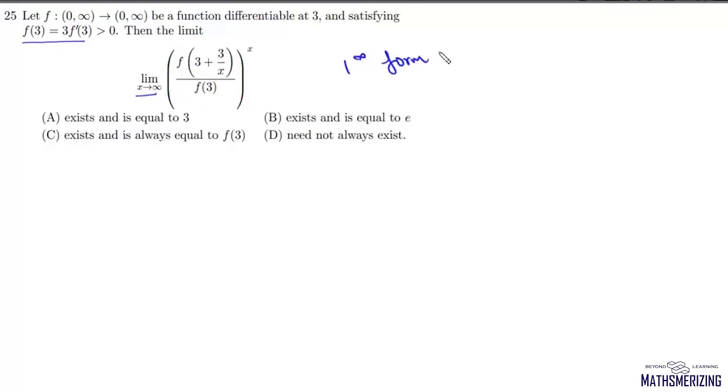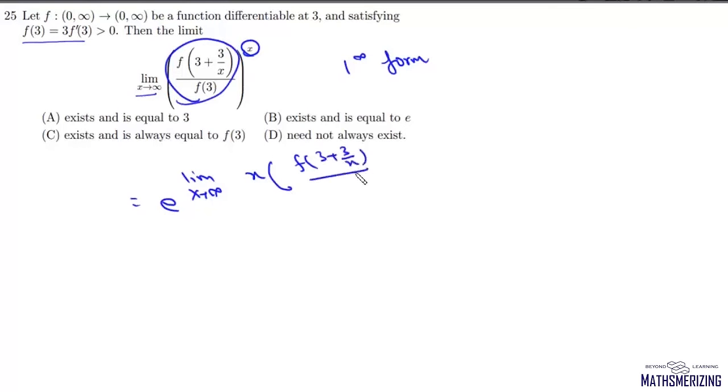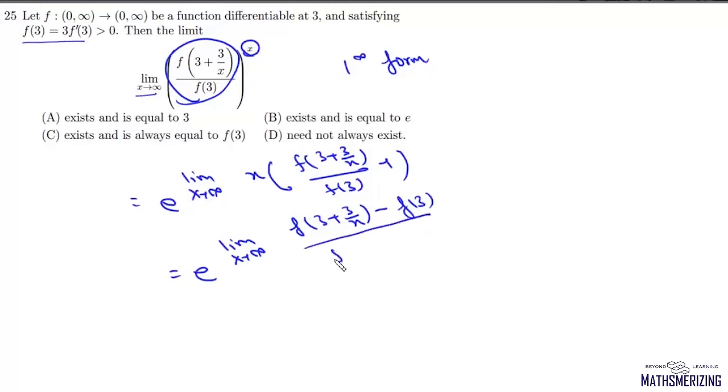And for the 1 to the power infinity form, we have this shortcut that we can express it as e to the power of the limit as x tends to infinity of g(x) into (f(x) minus 1). So it will be (f(3 + 3/x) / f(3)) minus 1. So we can write this limit as e to the power limit x tends to infinity, (f(3 + 3/x) minus f(3)) upon f(3), times x.